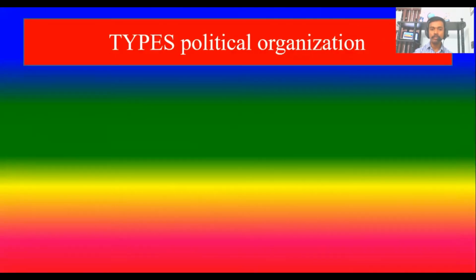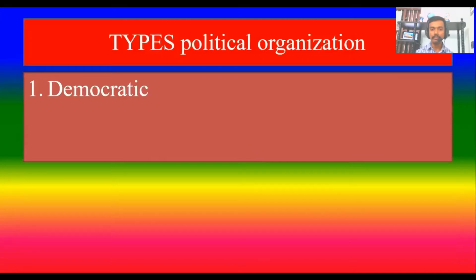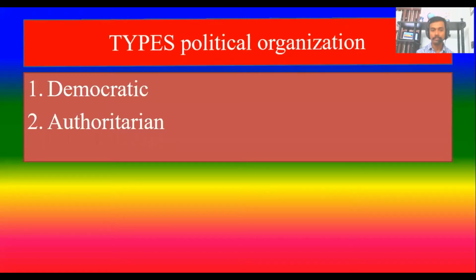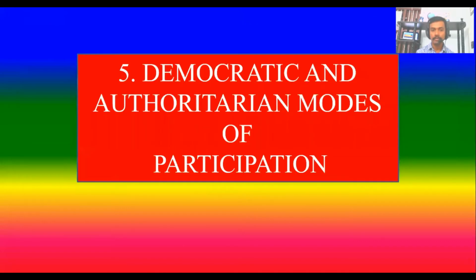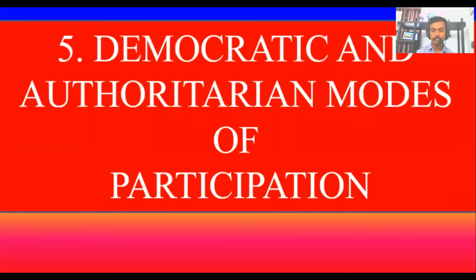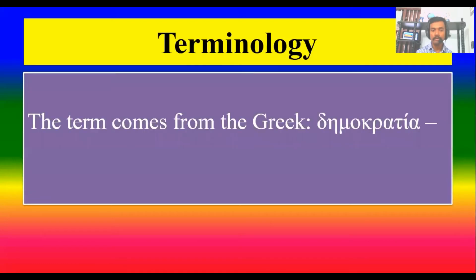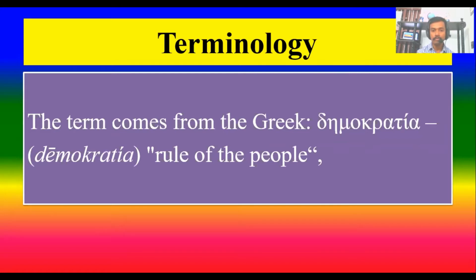Then types of political organization. According to our syllabus, here we need to focus on political organization. First, democratic organization, then authoritarian. First, detail about democratic and authoritarian models of participation. First, democratic terminology. The term comes from the Greek, rule of the people.